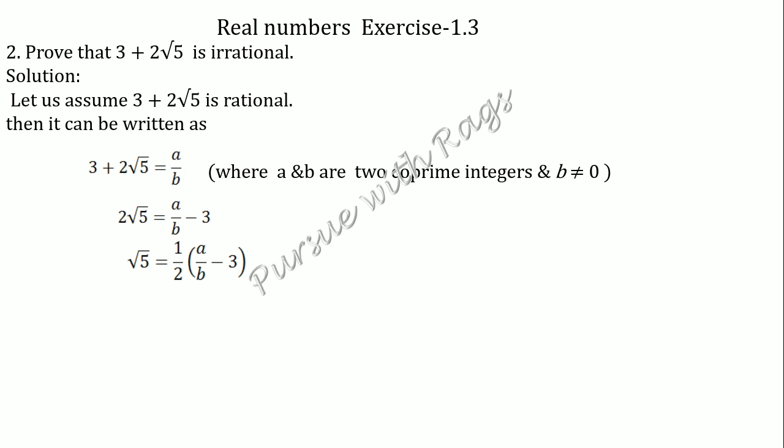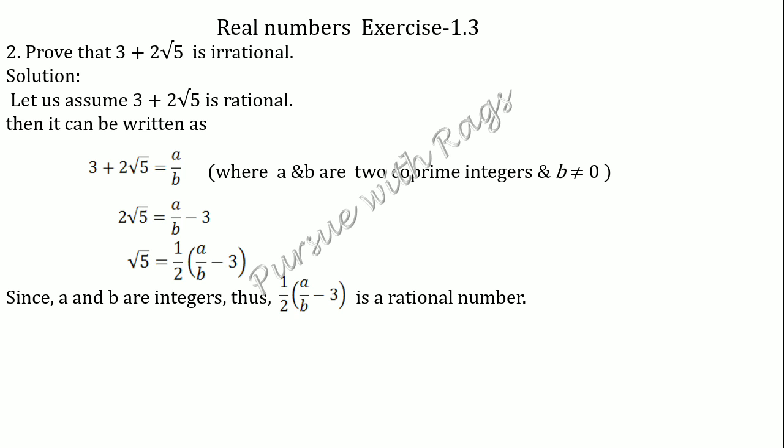So, first we have taken the given number as a rational number, right? But here, see on the RHS, 1 by 2 is an integer, right? And a and b are also integers. So, together 1 by 2, a by b minus 3 is a rational number. Since a, b, 1 by 2, 3, everything are integers, the whole term is a rational number. Therefore, we can tell root 5 is also a rational number.